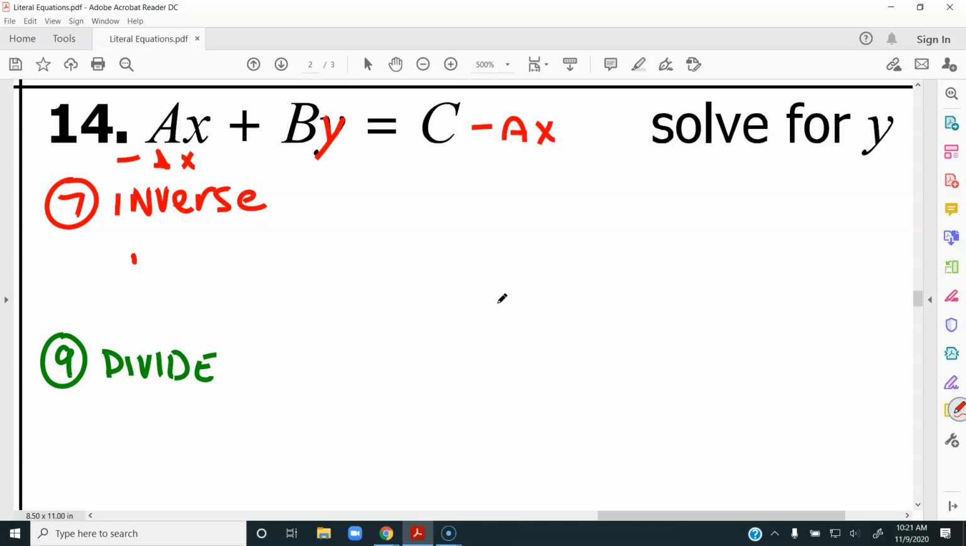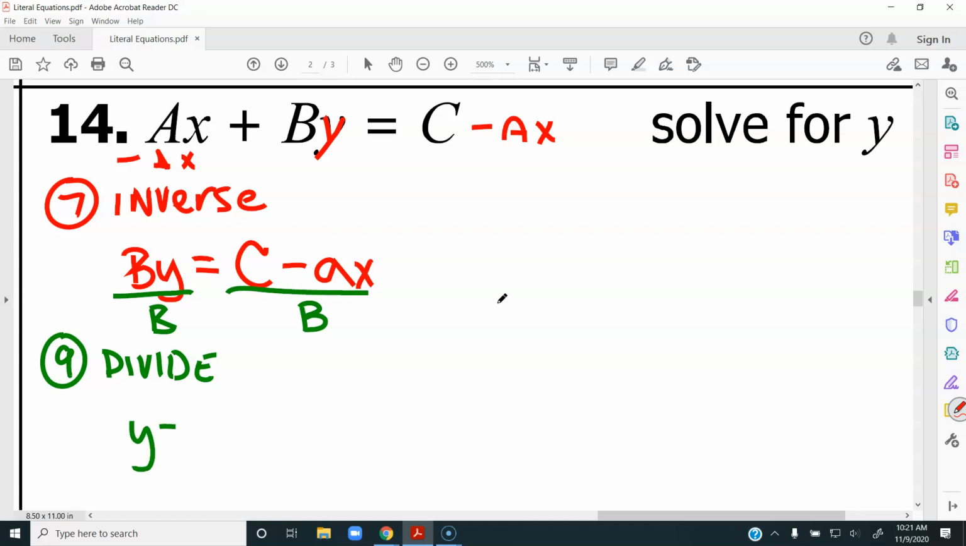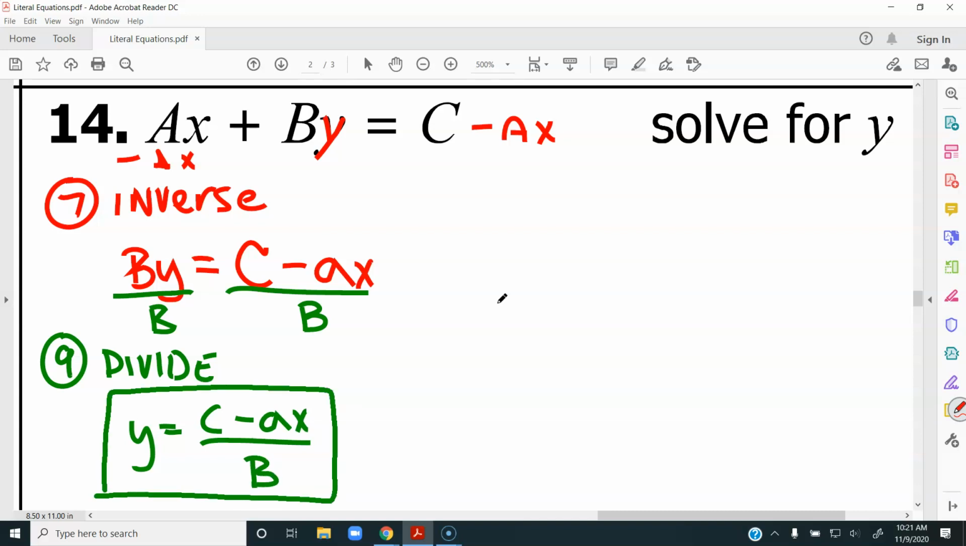And the order does not matter, but the sign in front of it will. So you can have C minus AX, or you can have negative AX plus C if you'd prefer. And now I'm simply going to divide this by B. So y equals C minus AX divided by B. And again, you could have had negative AX plus C over B if you wanted to. Both of those are the exact same thing.